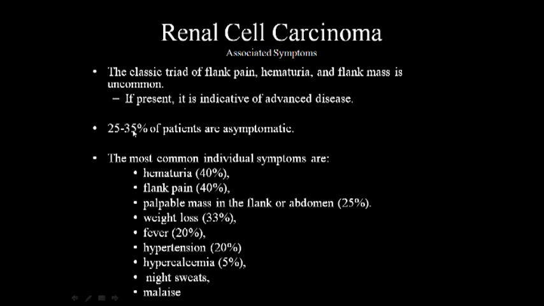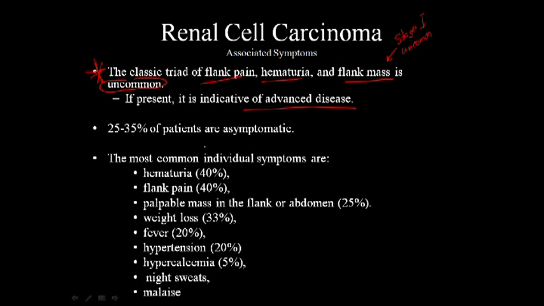The associated symptoms: there is a classic triad for renal cell carcinoma of flank pain, hematuria, and flank mass. But usually this is uncommon. If present, it's indicative of advanced disease. So usually patients that have stage 1 renal cell carcinoma don't have this. So it's uncommon.